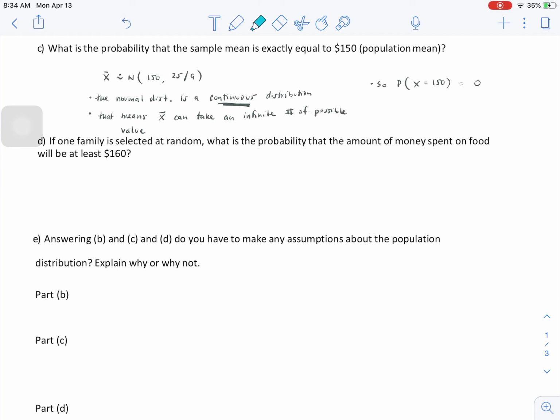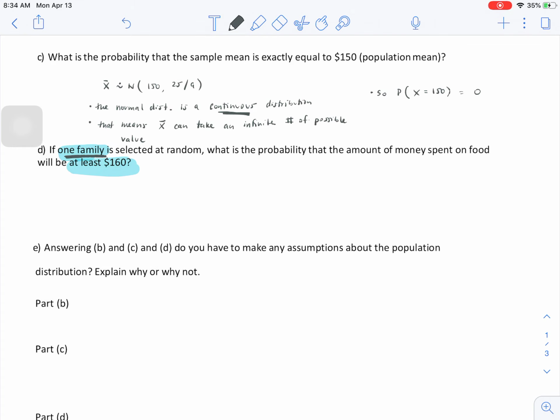Part D. Let's say one family is selected at random. What's the probability that the family will spend at least $160? Now here's where you need to be careful. Whenever you're working with these kinds of problems, you need to pay attention if it's asking about a single observation, a single family, a single individual, versus when it's asking about the sample mean. So here we're asking, what's the probability that any single family will spend at least $160?